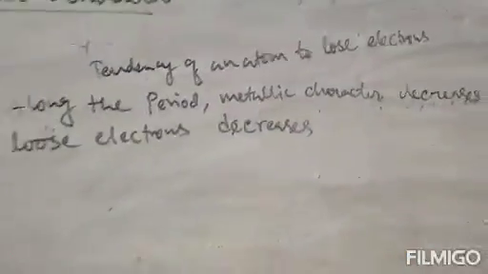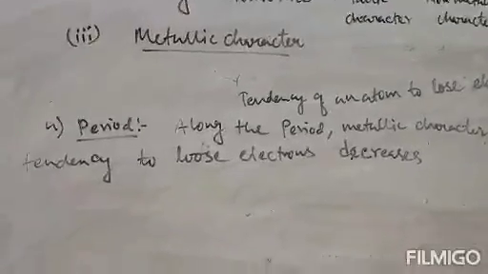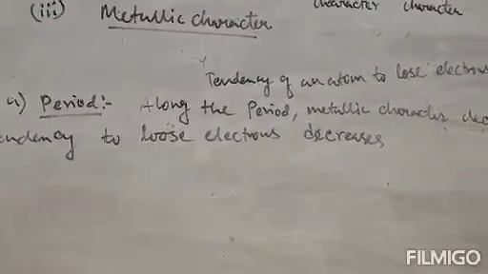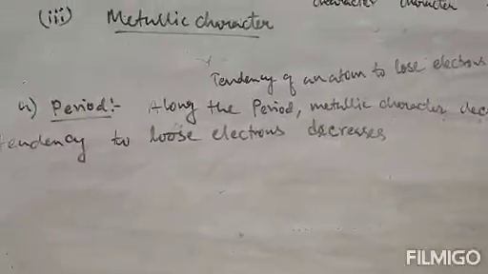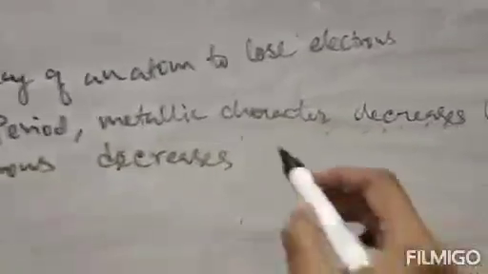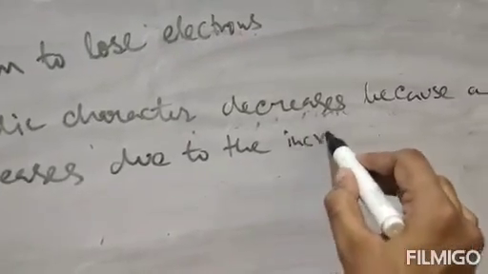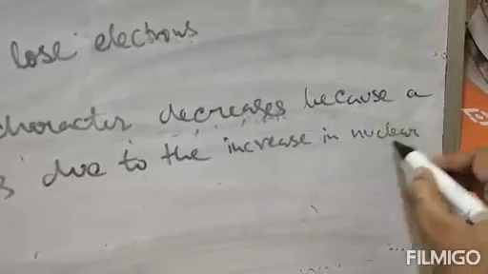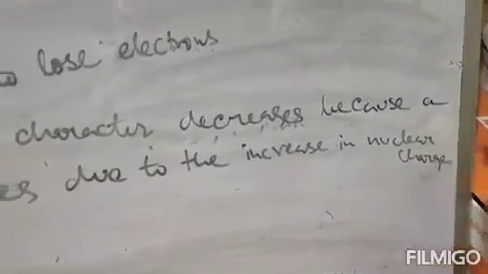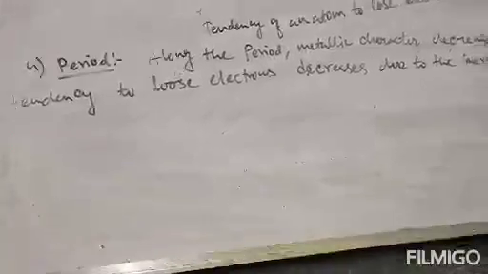Why does this tendency of losing electrons decrease? Because nuclear charge increases. So along the period, metallic character decreases because the tendency to lose electrons decreases due to the increase in nuclear charge. So that is the variation found in a period.